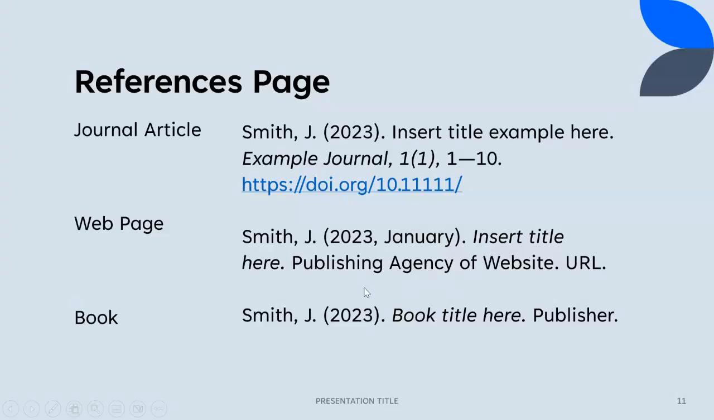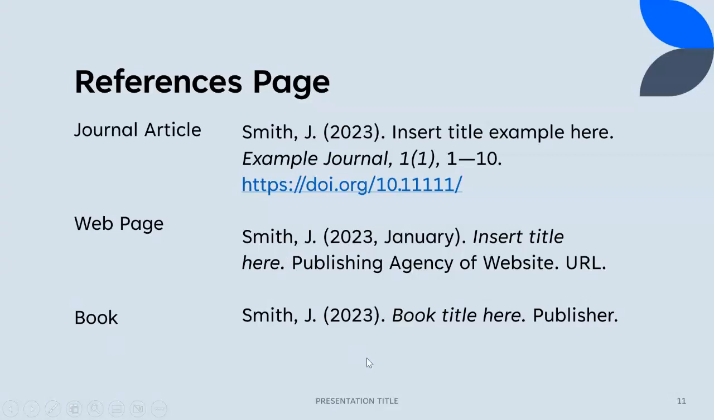You would also have the publishing agency. So if this were published by CNN, you would say that. If it's published by someone's blog, you would say that. And then you would include the URL. In this case, there's no DOI for a web page. It's just a normal hyperlink.